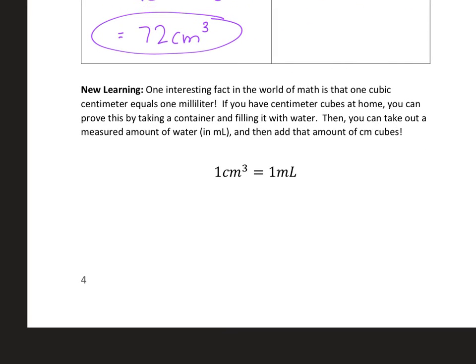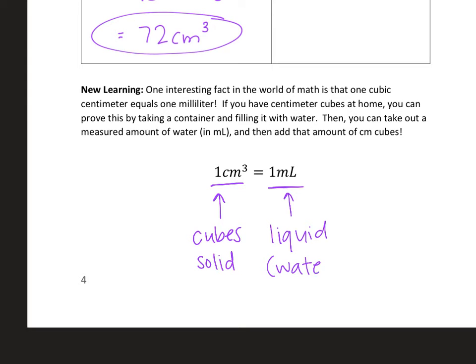Okay, so in this new learning, it's telling us that one interesting fact in the world of math is that 1 cubic centimeter is equal to 1 milliliter. So remember, cubic centimeters are like the cubes, something solid. And milliliters measure liquid, so anything like water, juice, soda, anything.